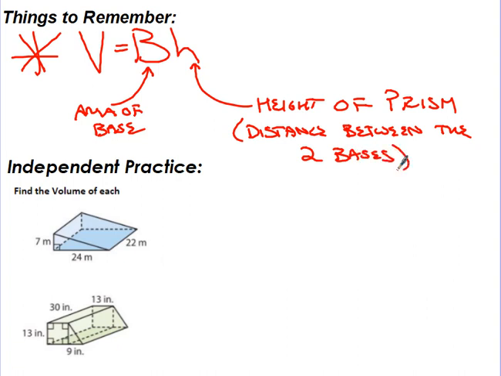Okay. That's all I got for you. You have a triangular prism for your independent practice, and you have a trapezoidal prism for your independent practice. Let's get both of those done.